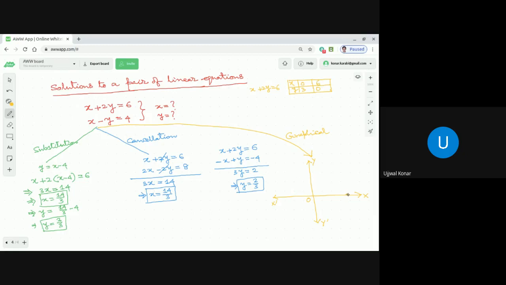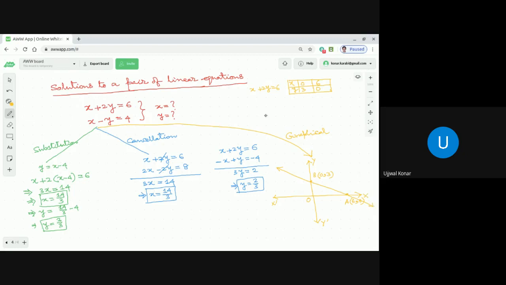Suppose this is the point A having coordinate 6 comma 0, and another point is 0 comma 3. Suppose this is the point B, it is 0 comma 3. Now our straight line is nothing but passing through these 2 points. That is the straight line x plus 2y is equal to 6. Got it?